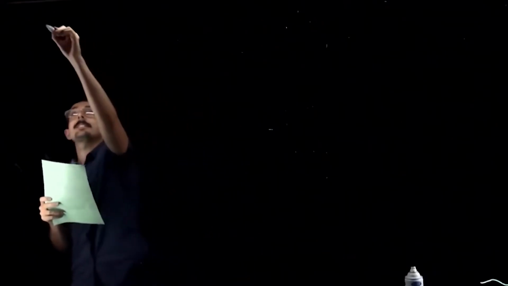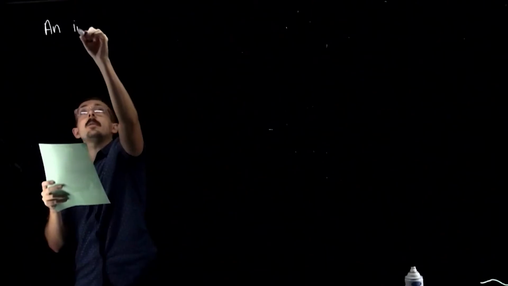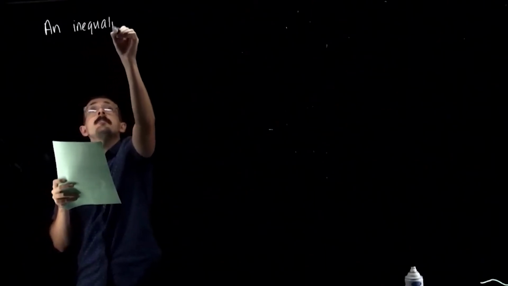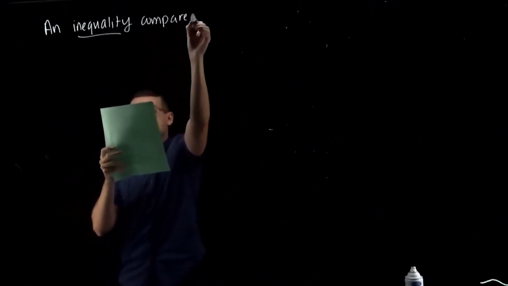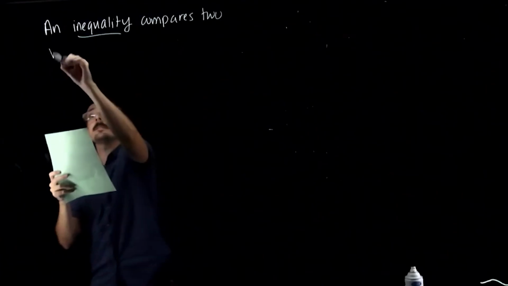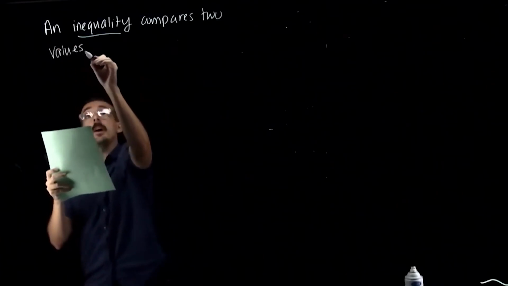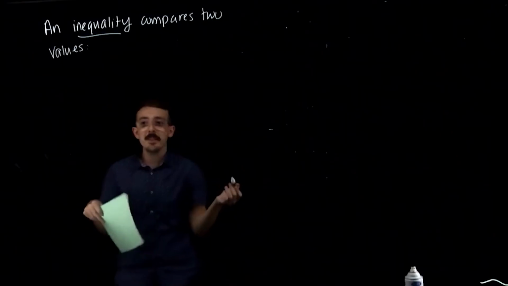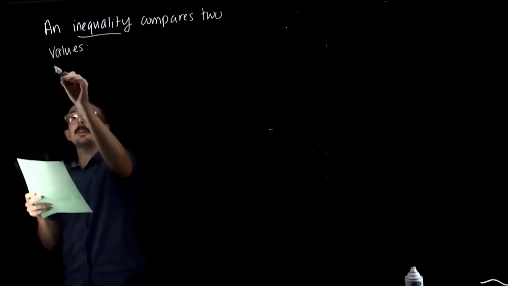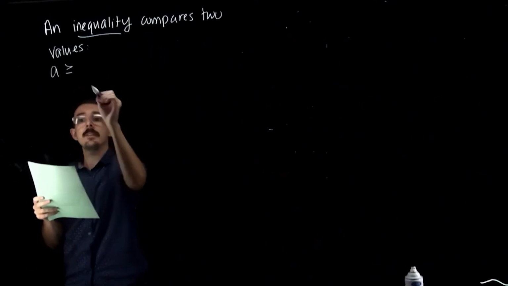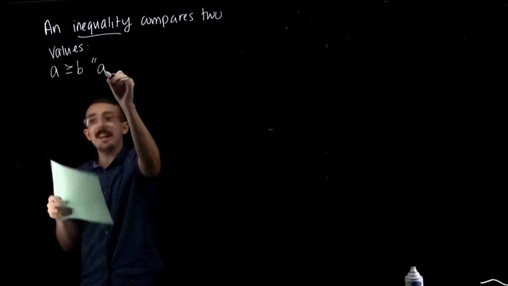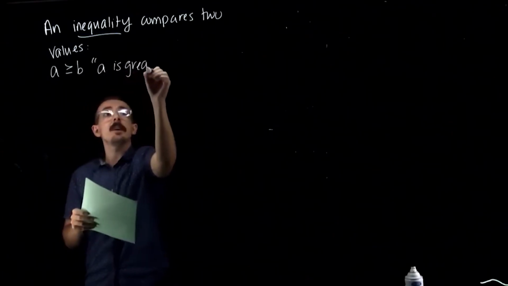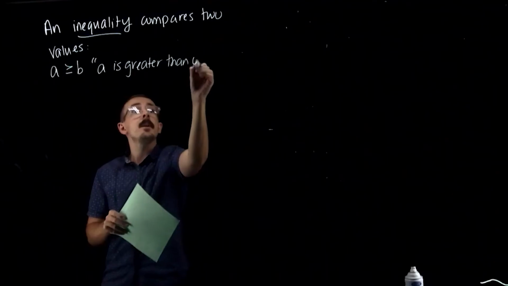OK, so now let's take a look at inequalities. Let me write down the definition. An inequality compares 2 values. And let me give you the notation for that. We could write something like A is greater than or equal to B. So that's what that would mean in English: A is greater than or equal to B.